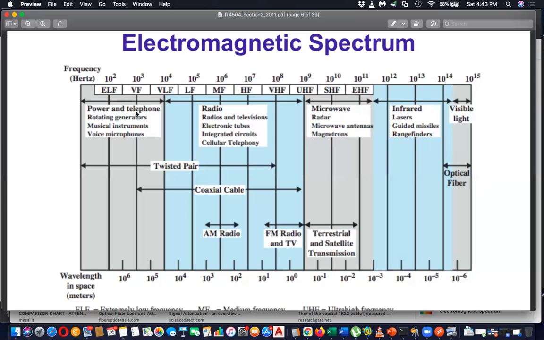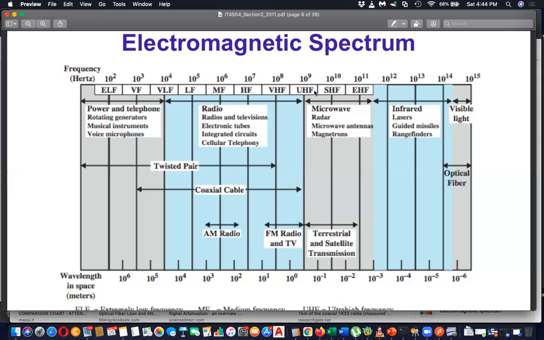Power and telephone. 9,990. So it's not that big a bandwidth. No? It's very small bandwidth. But when it comes to twisted pair, you have more bandwidth. But coaxial cable bandwidth is even more than that here, because it touches this range. And AM radio is kind of low bandwidth, but FM radio bandwidth is high. So satellite transmission bandwidth is even more than FM and AM.